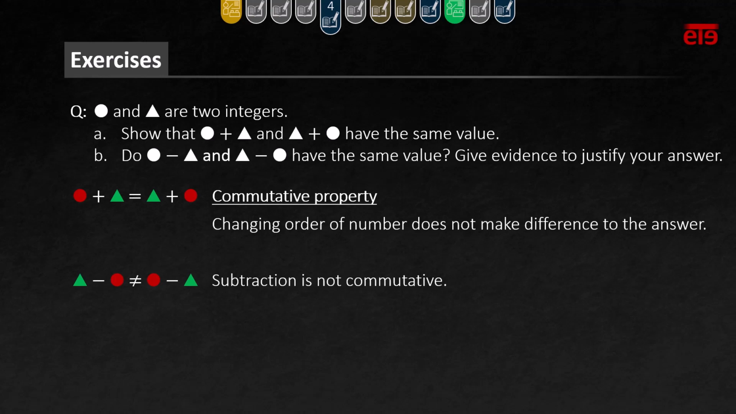We can use a pair of different integers to justify the answer. For example, 2 subtract 1 is 1. When we change the order, it is like 1 subtract 2, and the answer is negative 1. They are different, and we can clearly see that subtraction is not commutative. From this exercise, you need to learn that addition has a commutative property, but subtraction doesn't.